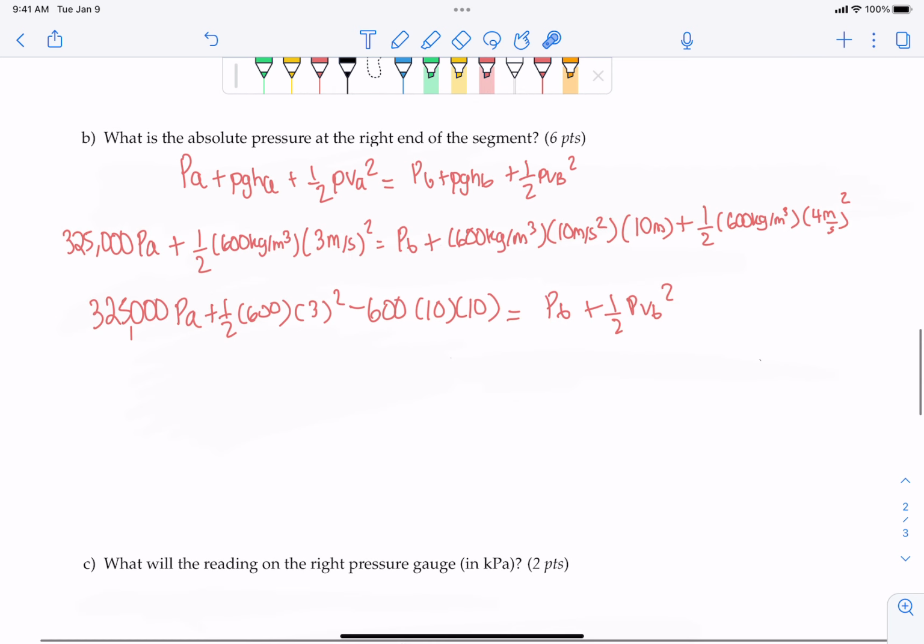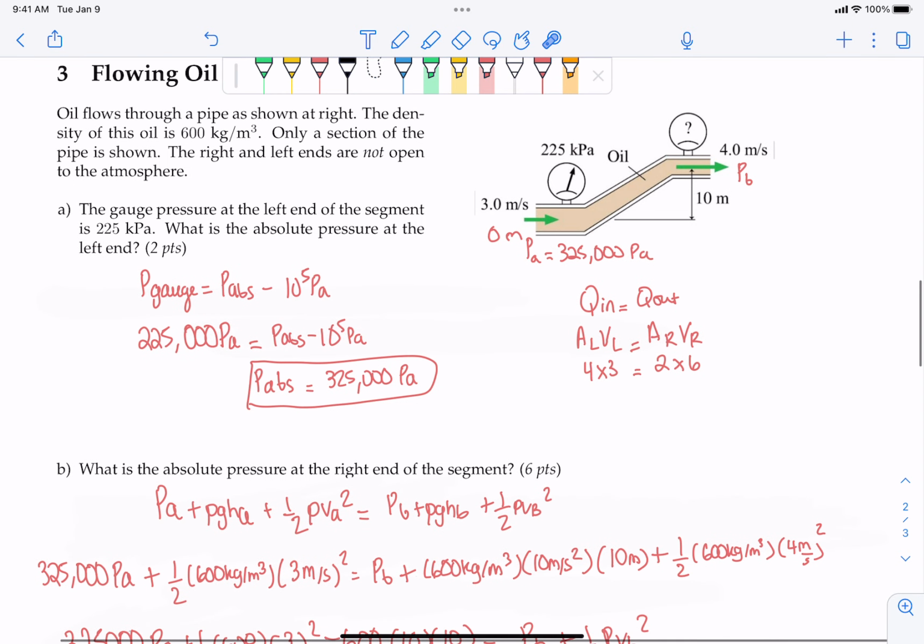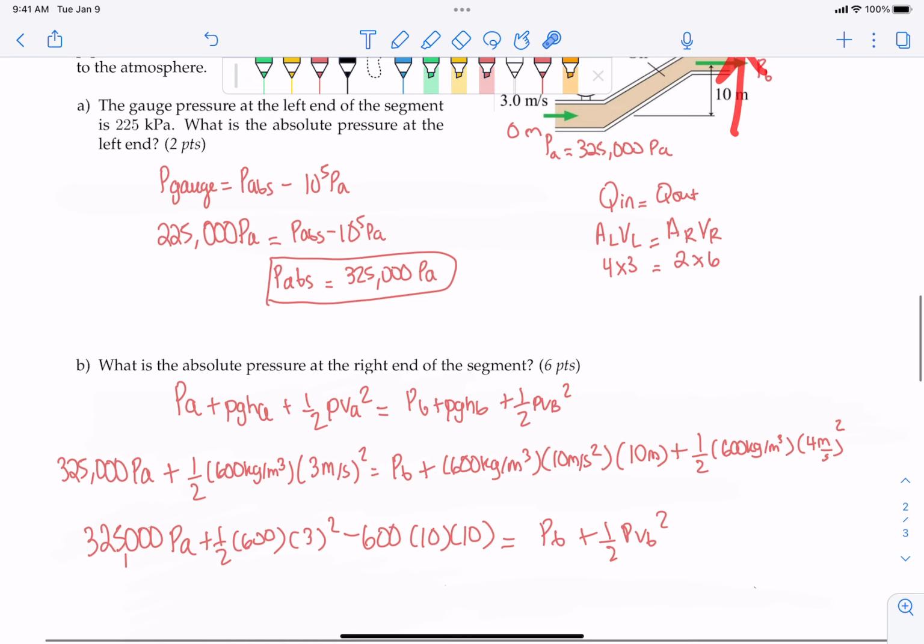Does that make sense? So you have to make sure that it aligns with your coordinates. Making sure that if you go downwards it's -10, upwards it's +10.